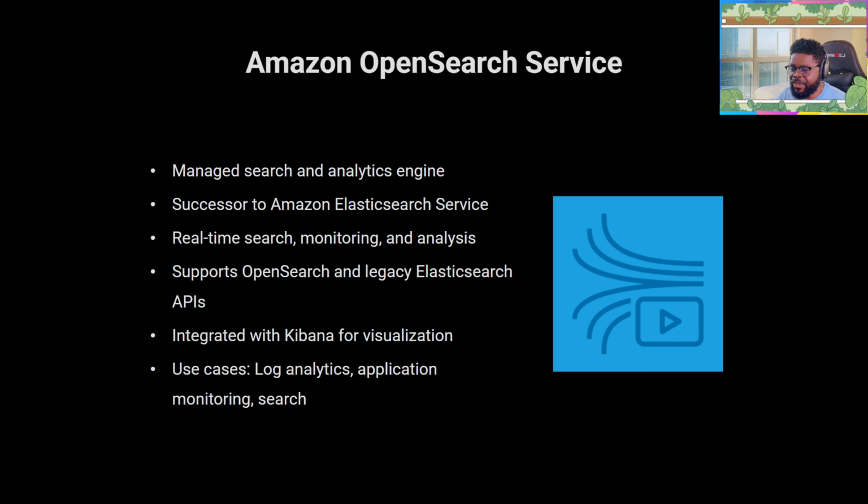Integrated with Kibana for visualization. So once you create an OpenSearch domain in AWS, you automatically get Kibana. Kibana is basically a visualization layer on top of OpenSearch or Elasticsearch that you can use to visualize your data. Immediately after you create an Amazon OpenSearch Service domain, you have a UI, a dashboard, where you can start doing the same things you were doing with Kibana, right?